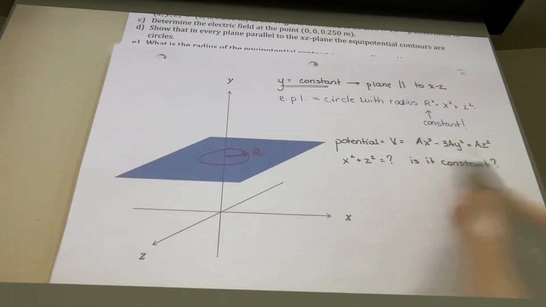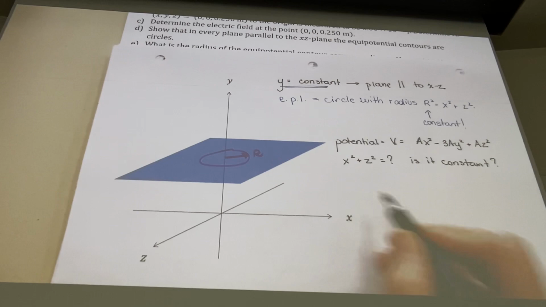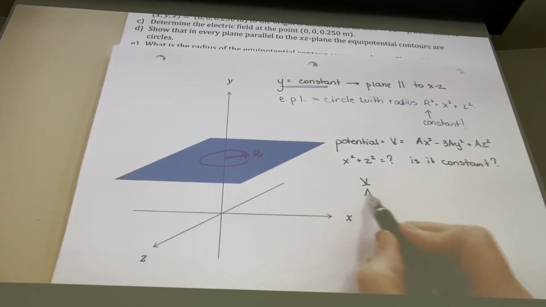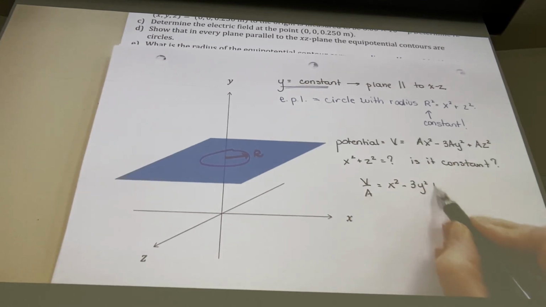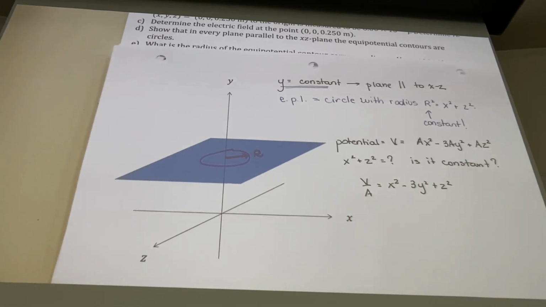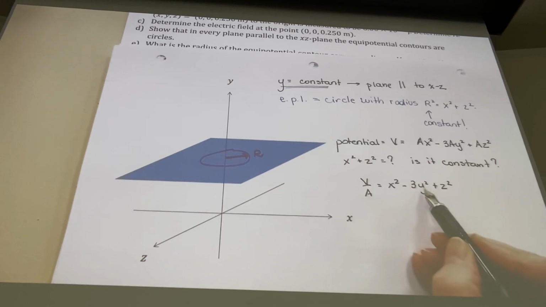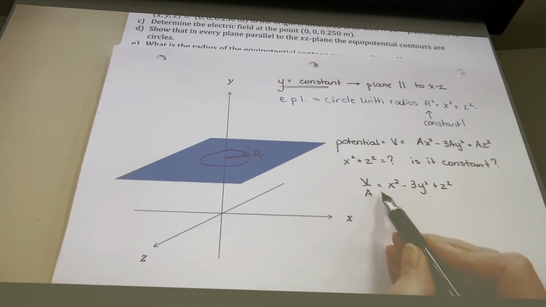So the first thing I'll do on this equation is divide both sides by a, so that v divided by a equals x squared minus 3 times y squared plus z squared. This is kind of looking like something. If I bring my 3y squared to the other side, on the right I've only got x squared plus z squared.